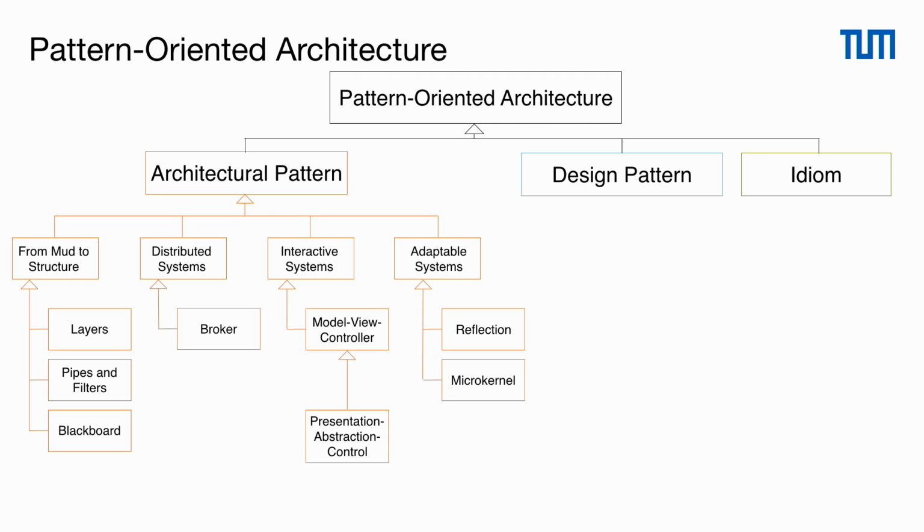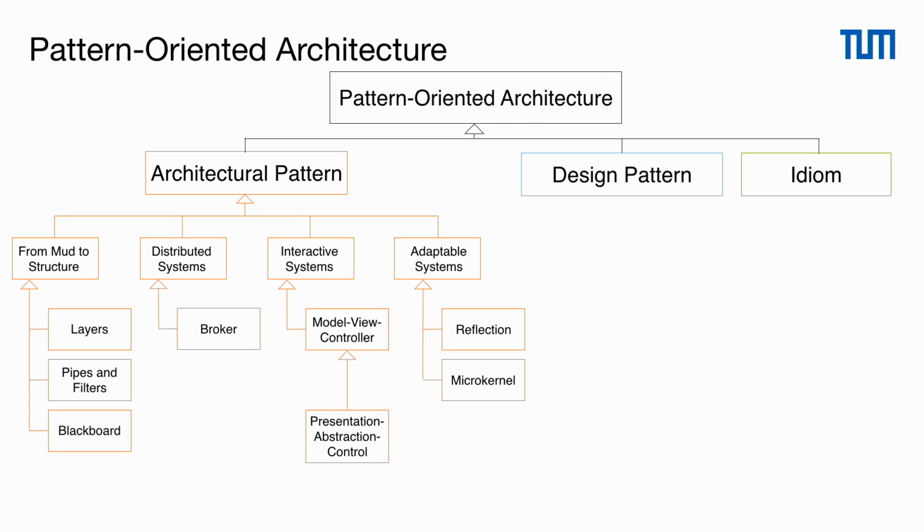Moving forward to the distributed systems. There, systems collaborate and run on different processes. For example, here we have the broker pattern, where distributed systems interact via remote service invocations. For interactive systems, we have two examples, the model view controller and the presentation abstract control. We will have a closer look at MVC later on. Last but not least, we have adaptable systems. These are systems that evolve over time. So for example, the microkernel, where we have a minimal functional core which is extensible, and reflection, where self-awareness provides information about the system properties.